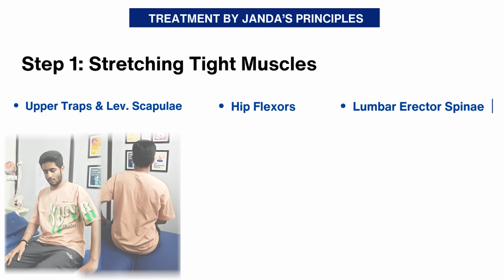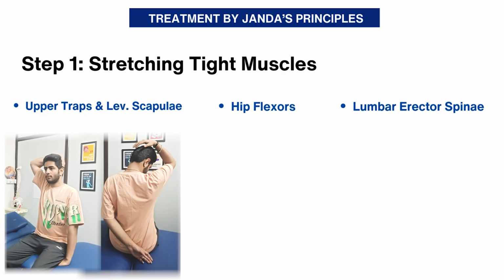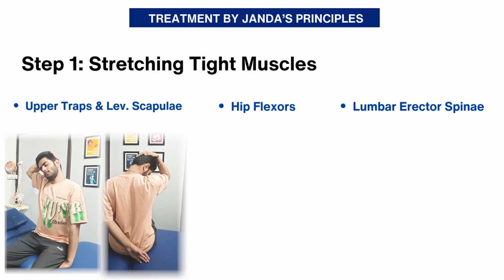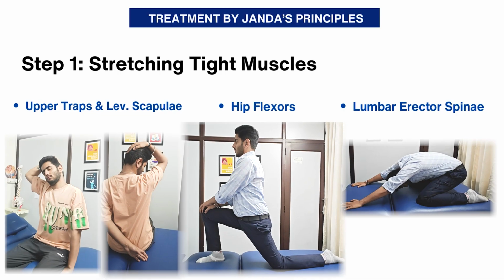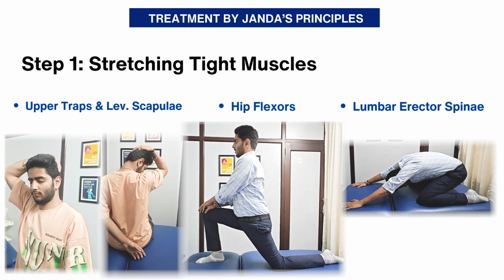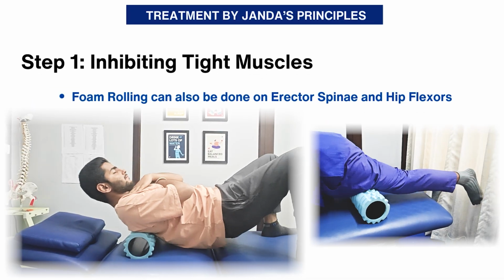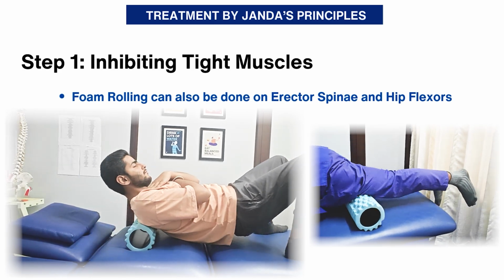So the muscles you need to stretch in step 1 are upper trapezius and levator scapulae. Utilize PNF stretching techniques for better results and repeat the stretch 3 times. The other 2 muscle groups are the hip flexors and the erector spinae muscles, with half-kneeling stretch and child pose exercise. Just a quick tip, you can also utilize techniques like foam rolling and manual therapy to release tight groups.